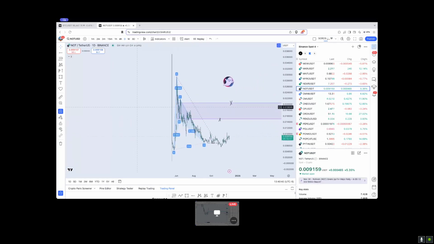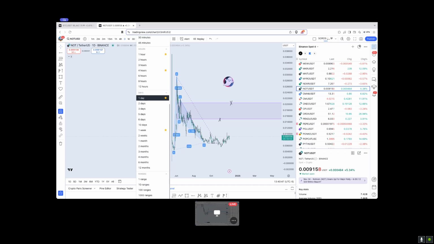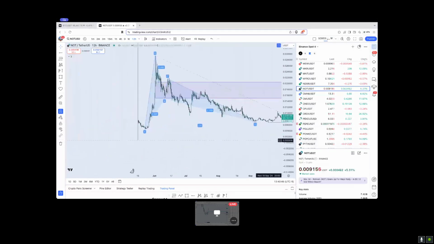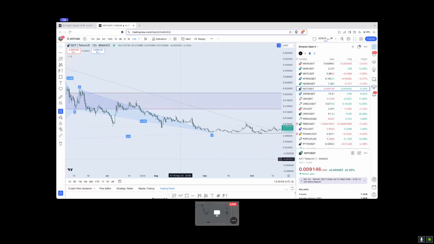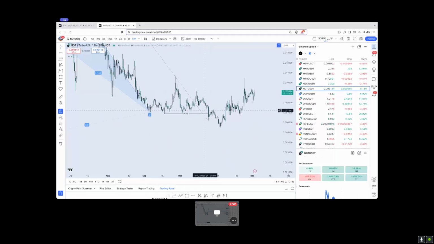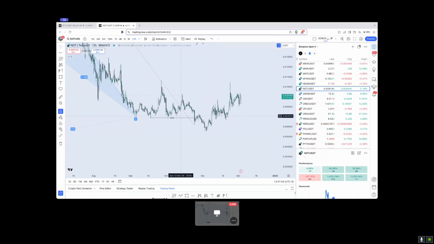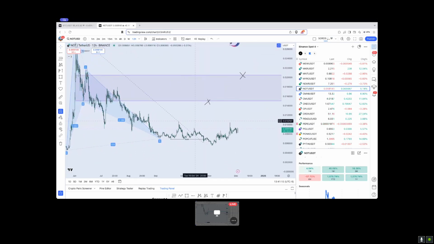NEAR just came out of a harmonic too. So basically under the 618, above the 382, 886 right here. And then you have a raid in the reversal zone, and it's still lingering in the reversal zone, so there's a lot of time to get in.